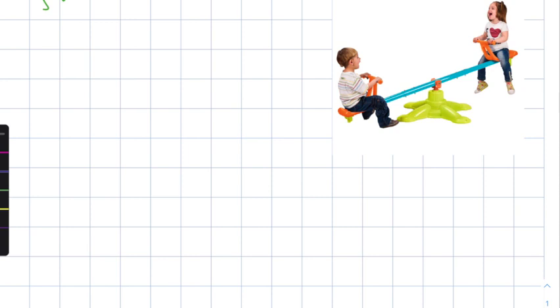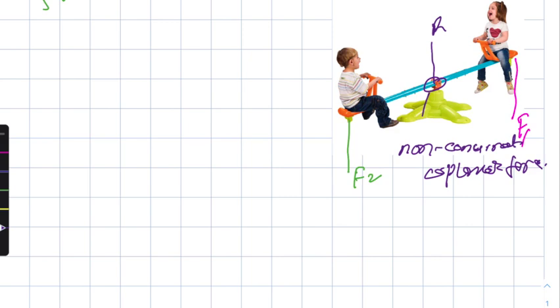For example, in the seesaw, two forces are acting down. So this is weight force F, force F1, force F2. Another force is acting this one, which is the reaction force acting up. So we have three forces, but they do not meet each other. They are also in the XY plane, and they are also parallel. And this type of force is called non-concurrent coplanar force.